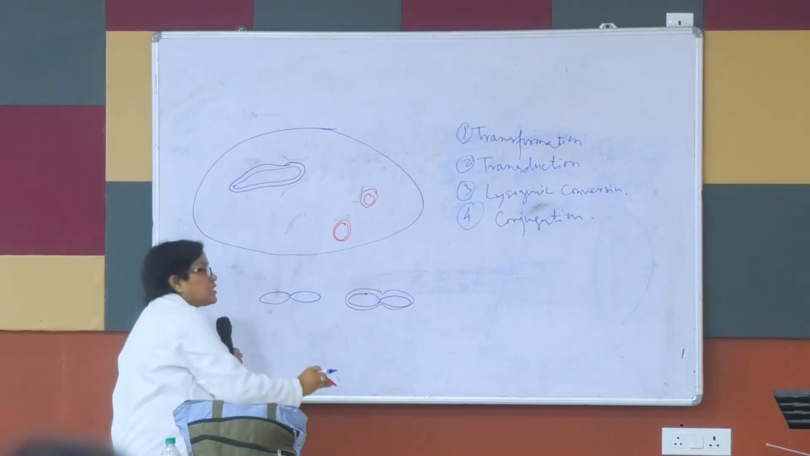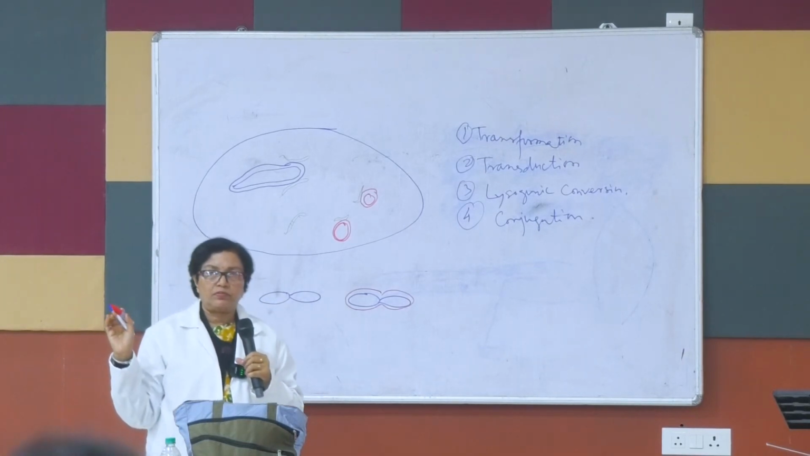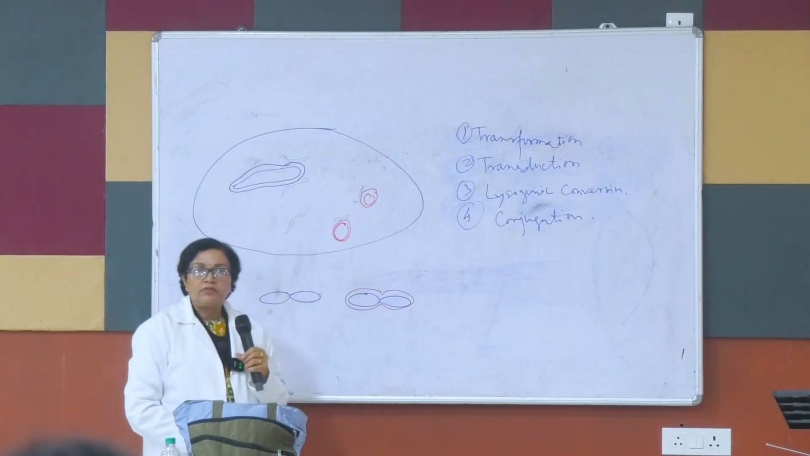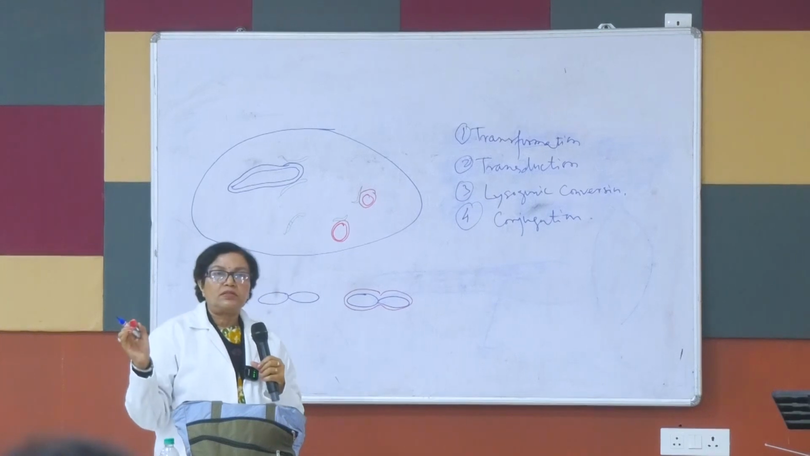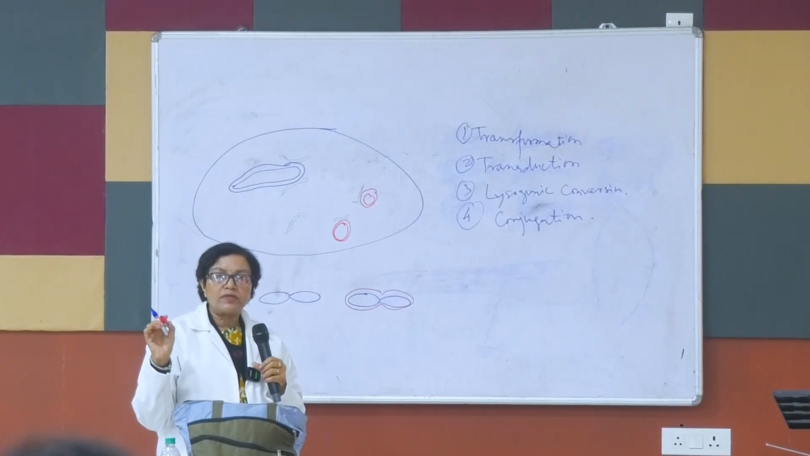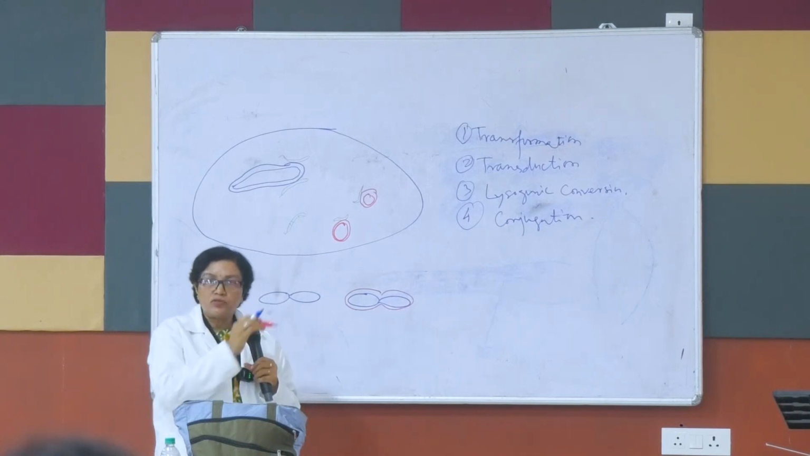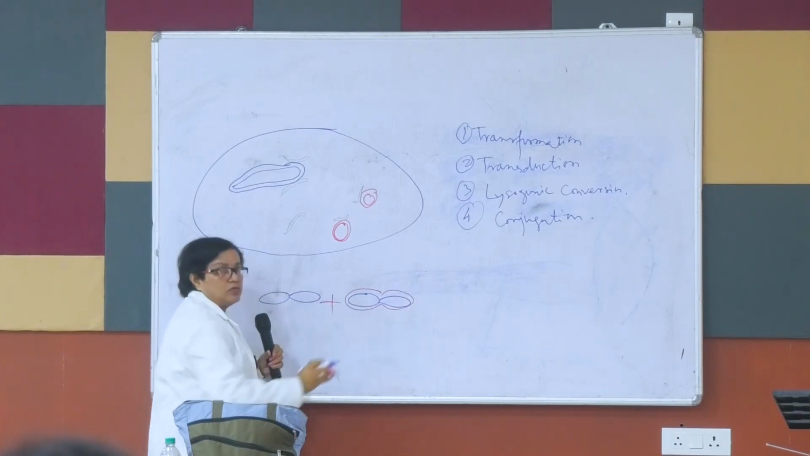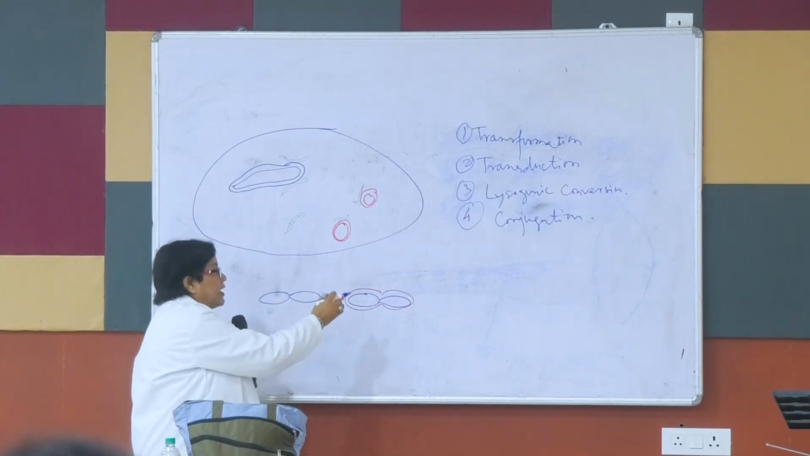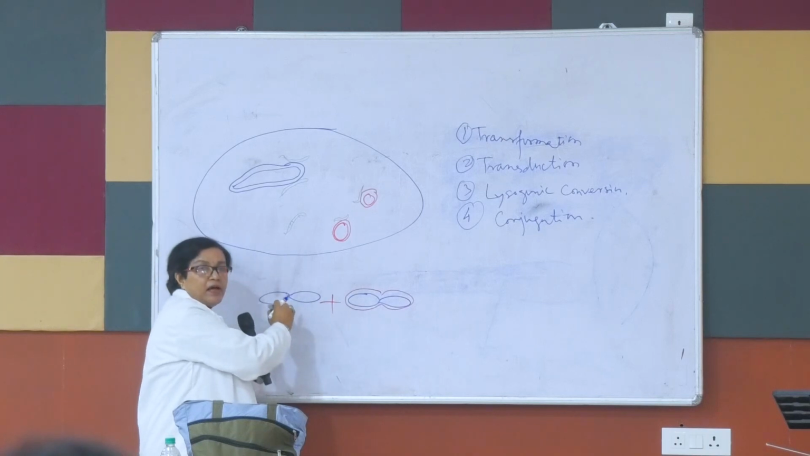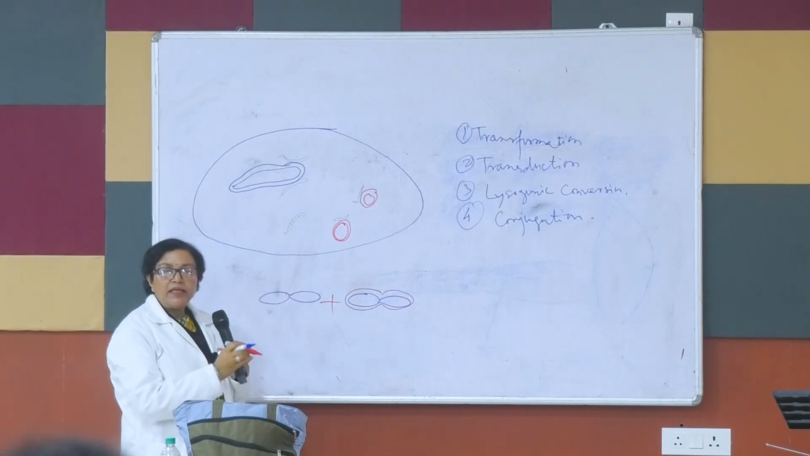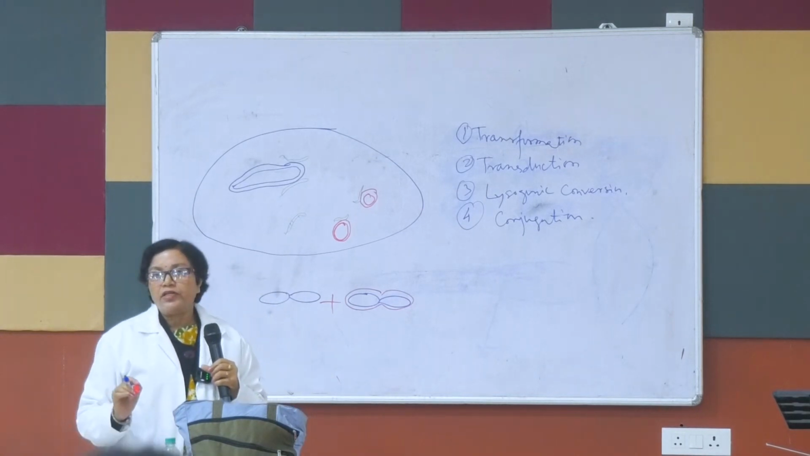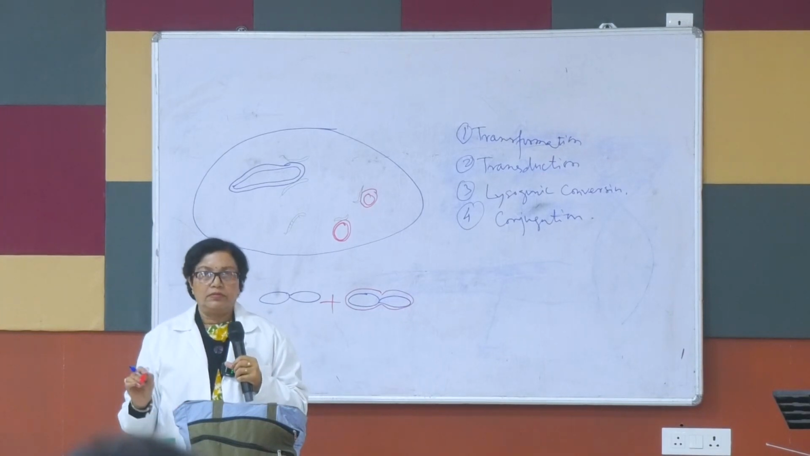If either is injected alone, the mice will remain alive. When he injected the dead one, the mice were alive, as there is no virulence factor. But then Griffith injected a mixture of these two: one dead, having the virulence factor, and one living, without it. What was the result? The mice died.